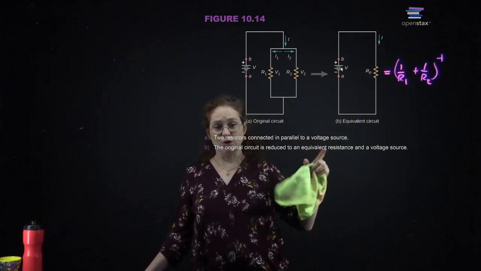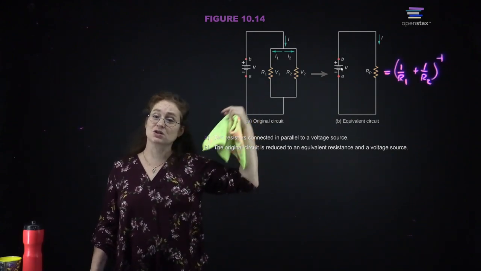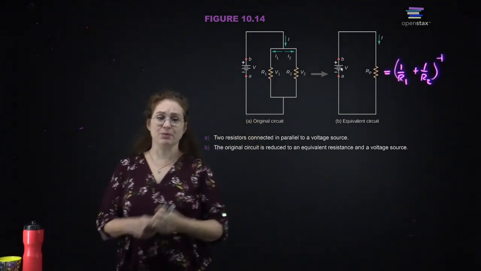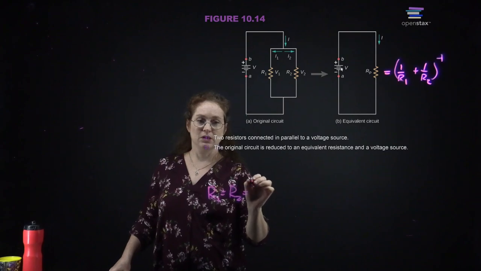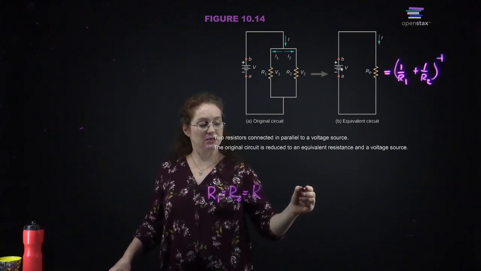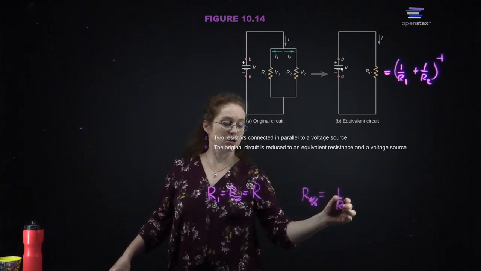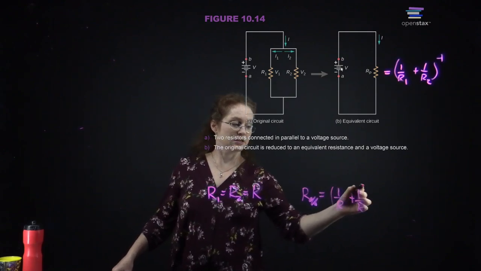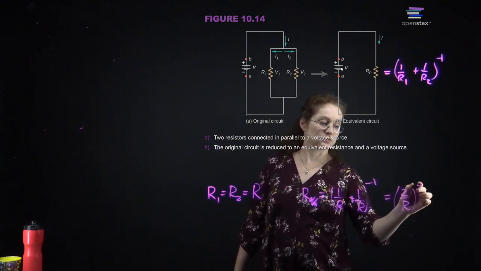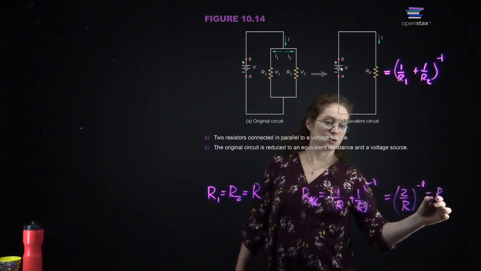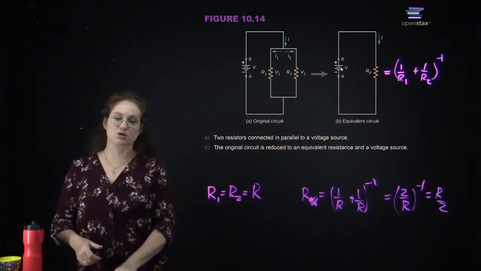Now, one thing to notice is that in general, when you have two resistors in parallel, the resistance goes down. So, as an example, let's consider R1 equal to R2, and we'll just call that R. In that case, the effective resistance is 1 over R plus 1 over R, and it is the inverse of that. So it is the inverse of 2 over R, or it is R over 2. So the resistance decreases when you have resistors in parallel.